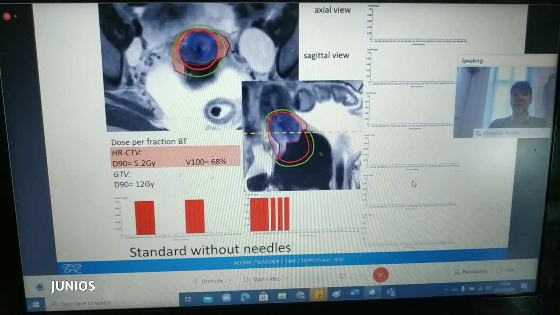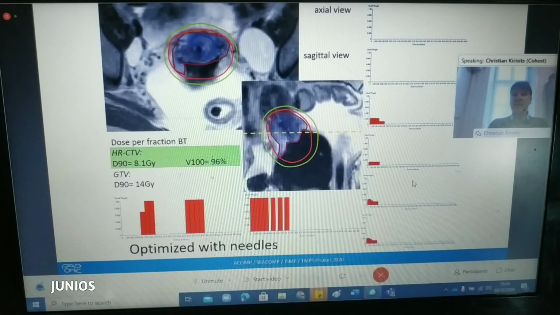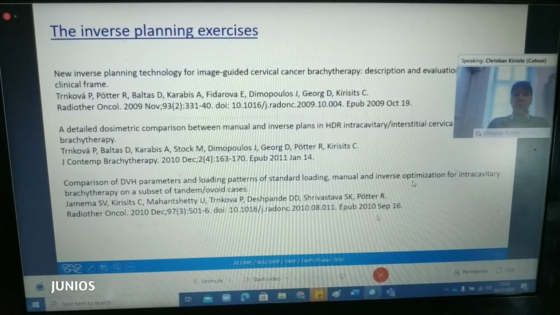The needles, and this is quite important, and I'm saying this now since 10, 15 years already, we have to be careful that we are not using the needles too extensively, because on the parametrial parts, left and right, we have different organs at risk which are not contoured: the urethra, the nerves, vessels. So what you can see here is that we are optimizing intracavitary parts, but the needles only have very low dwell times.